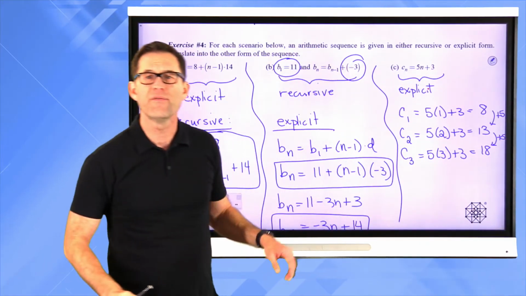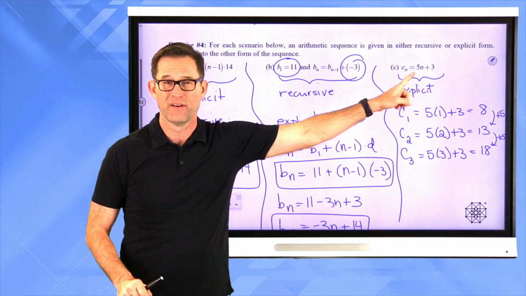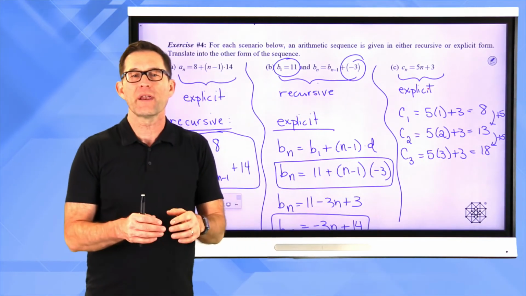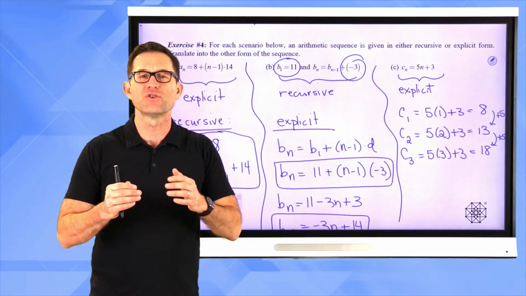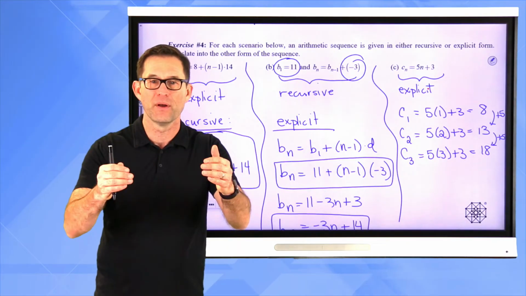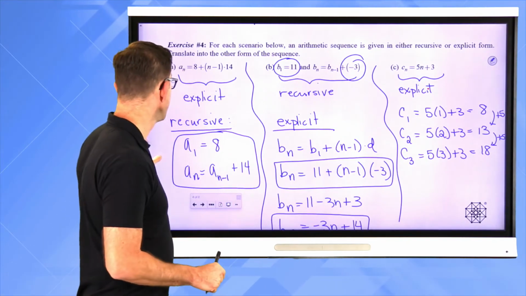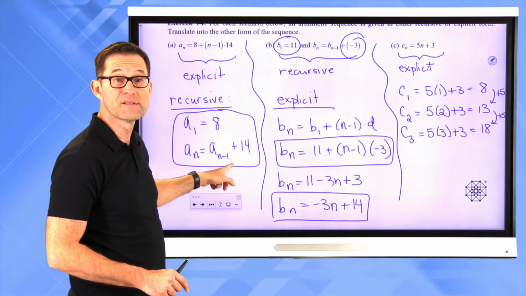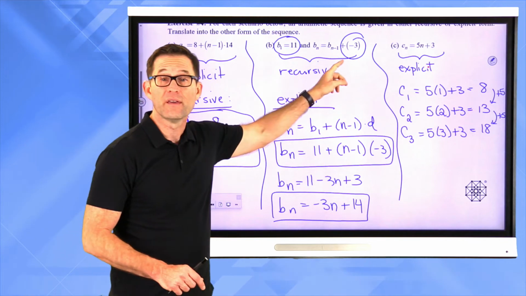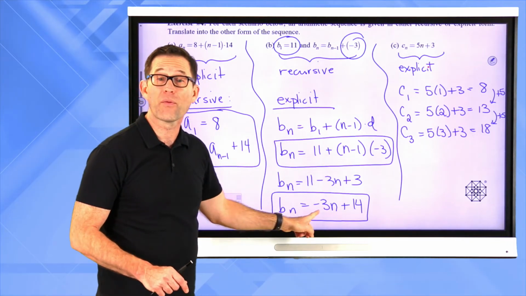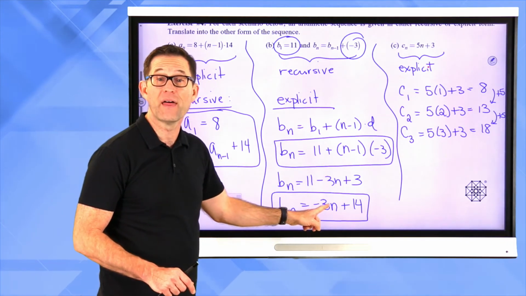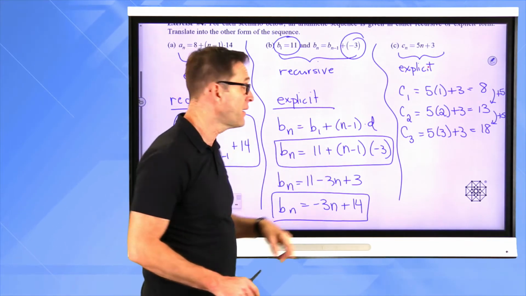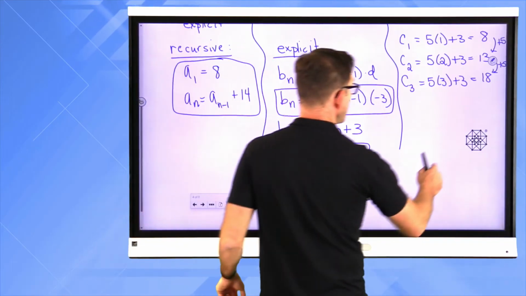In other words, the slope of this line is that common difference. We're going to add an extra 5 for each value that n goes up. And we saw that time and time again. In the previous problem, the number multiplying the n, the negative 3, was the common difference. Here the common difference is 5, so now let's define it recursively.